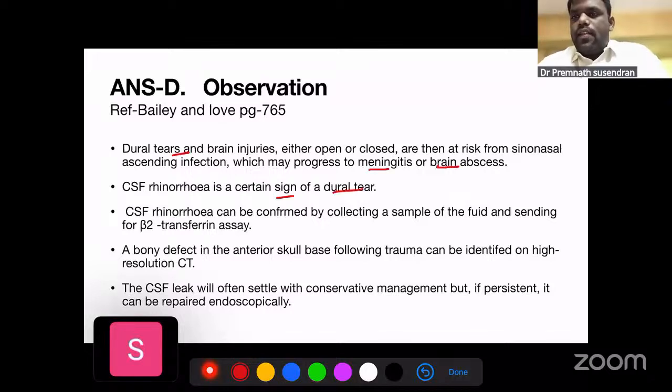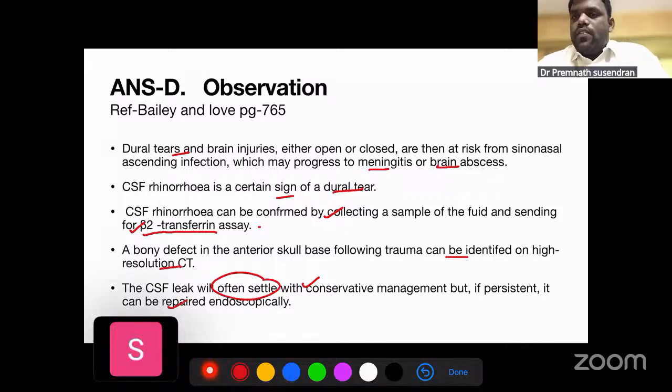The CSF rhinorrhea will be confirmed by collecting a sample of the fluid and sending for beta-2 transferrin assay. Okay, beta-2 transferrin assay is diagnostic for the CSF rhinorrhea, which is a very costly investigation, not available in all institutions. And the bony defect in the anterior skull base following trauma can be identified on high resolution CT. The CSF leak will often settle with conservative management. But if persistent, it can be repaired endoscopically.